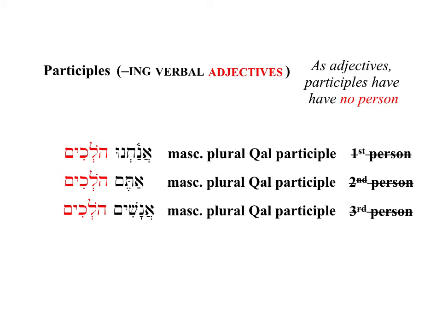So that's how you deal with participles. Remember, they are verbal adjectives, -ing descriptors of persons, places, or things. They have no tense, they have no person, and it is best to always understand them in their root idea and then translate accordingly once you understand what the context is requiring of you.